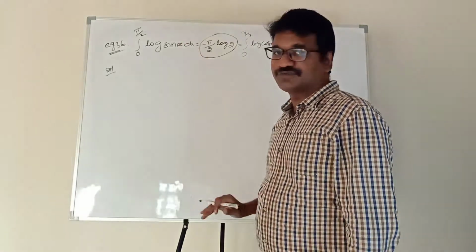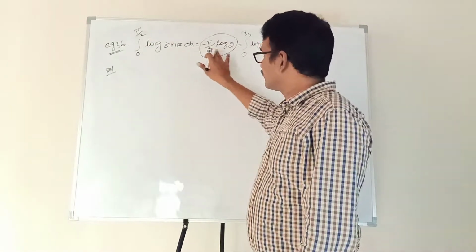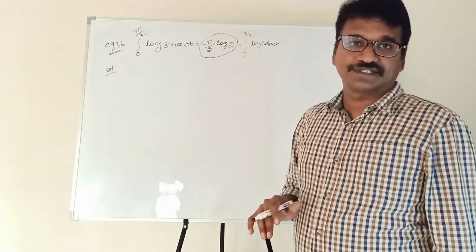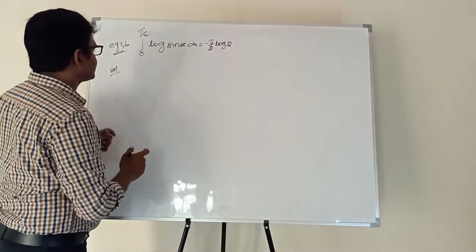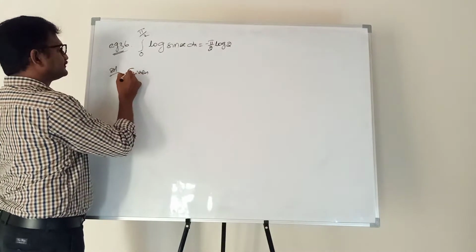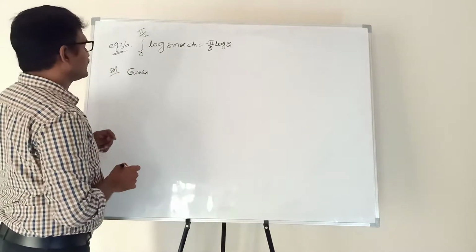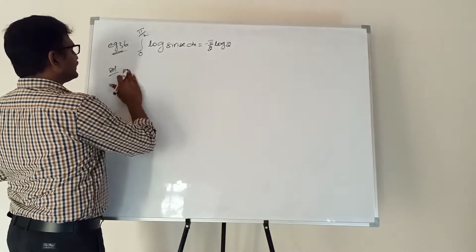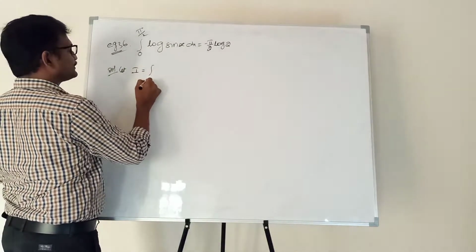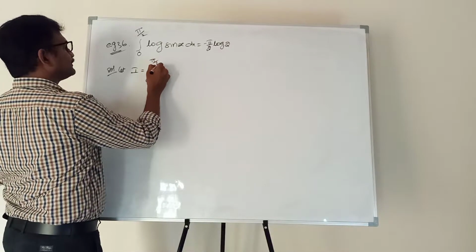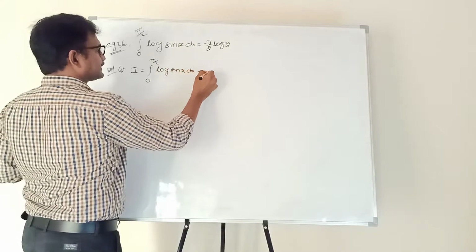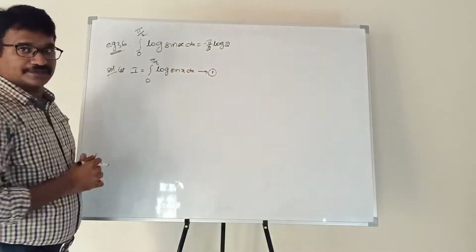Now I will give the proof for this: how 0 to pi by 2 log sin x dx is equal to minus pi by 2 log 2, based on our properties of definite integral. Given 0 to pi by 2 log sin x. Let the given problem be I. Let I is equal to 0 to pi by 2 log sin x dx. Let this be equation number 1.